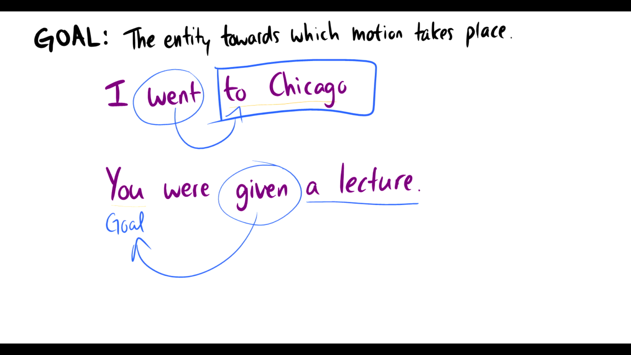So goals can be a little bit of an abstract notion, and again, these are difficult distinctions to make right away. So when we get to location, we'll talk a little bit more about what exactly location is in comparison to goal.